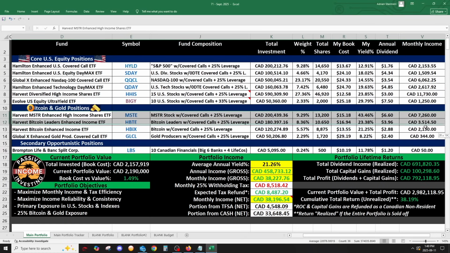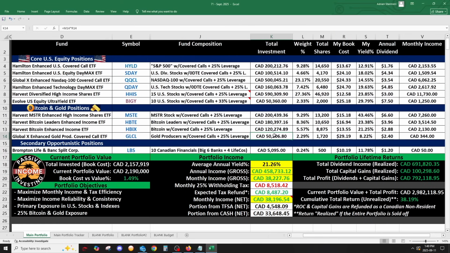And of course, you have the Bitcoin positions, which I'm still very bullish on long term, with MSTR stock, HBT, Bitcoin companies, and then just the simple Bitcoin. And now I have the gold producers. And by the way, there's no gold with covered calls and 25% leverage. Global X has HGY, which is gold with covered calls, max 33%, but no leverage, rather. It would be so freaking boring. I don't think I would even get it if they had a leveraged version.